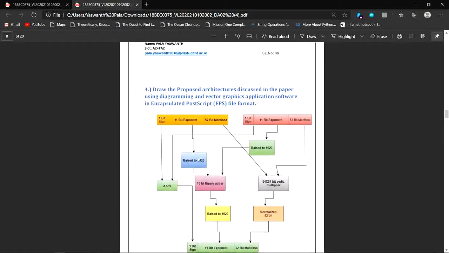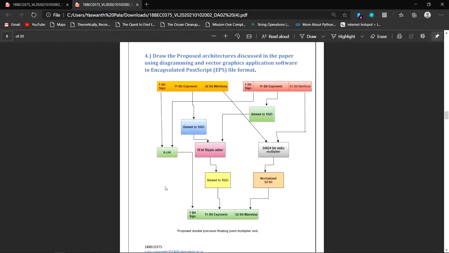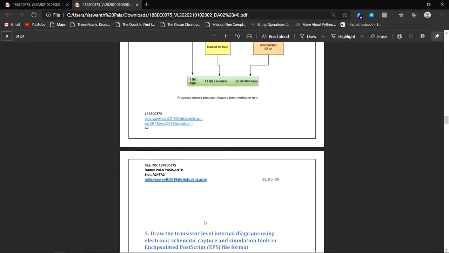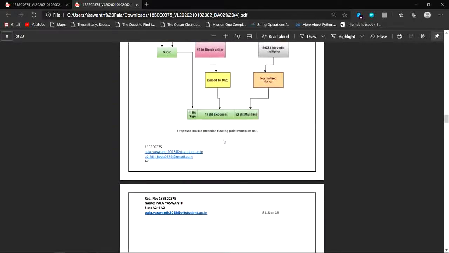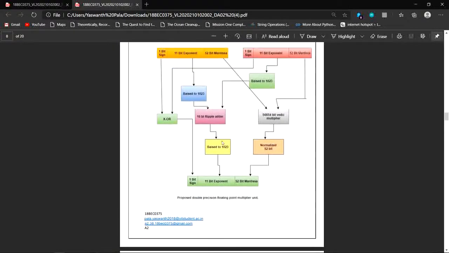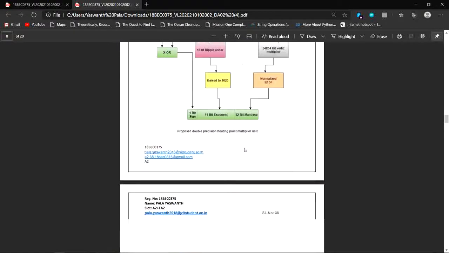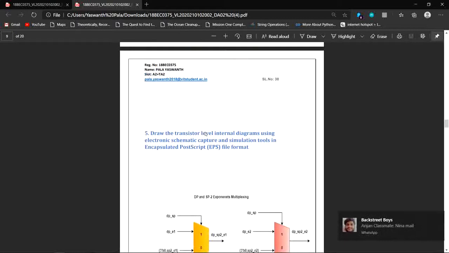The fourth question was to draw the proposed architectures discussed in the paper using diagramming and vector graphics application software in encapsulated PostScript EPS file format. I used draw.io to draw the proposed architecture discussed in the paper I selected. This is the basic architecture of the proposed double precision floating point multiplier unit. So that is up to the fourth one.